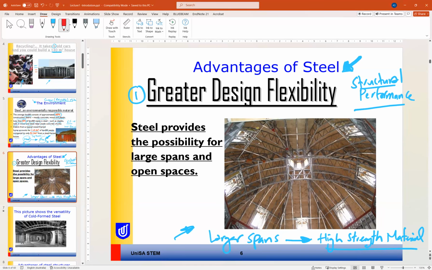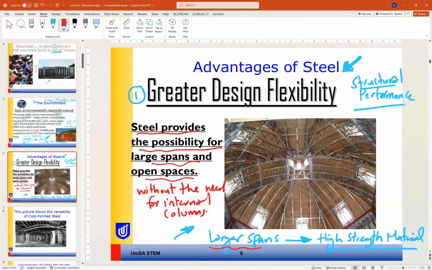So the first advantage of steel is that it can give us larger spans compared to concrete or timber. This is a big advantage because in some structures like theaters, lecture theaters, or warehouses, you will need large open areas. So the steel provides the possibility for larger spans and open spaces without the need for internal columns. Okay, so this is one big advantage of steel.